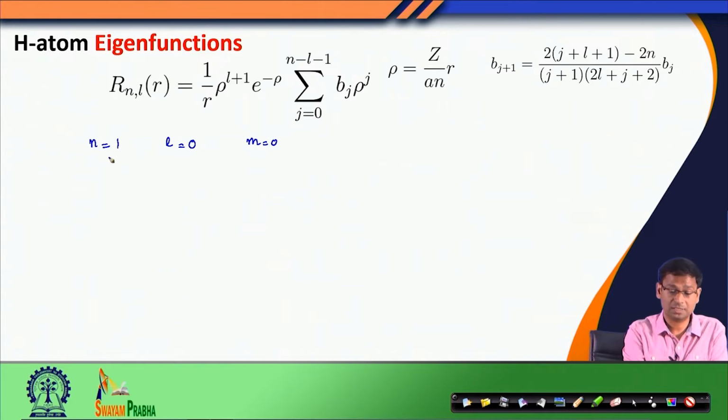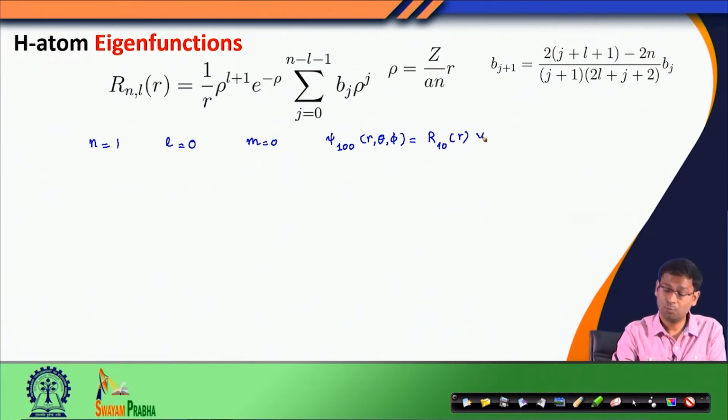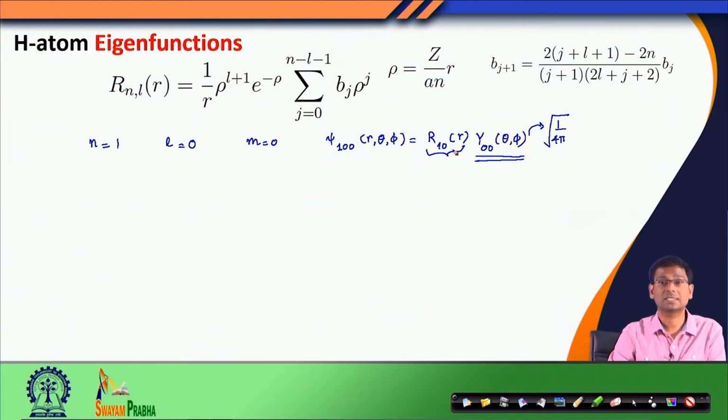So, now we have this wave function psi 1 0 0 of r, theta, phi, where the indices are n, l, m, which is R n l depending on r, and Y 0 0 depending on theta and phi. We know this Y 0 0 was simply 1 by 4 pi under square root, which was a constant, and we would now look at what this R 10 is.